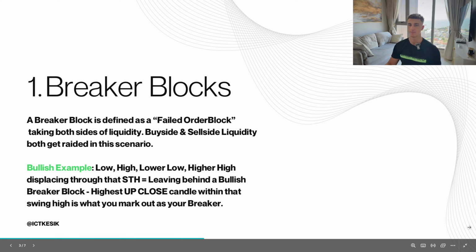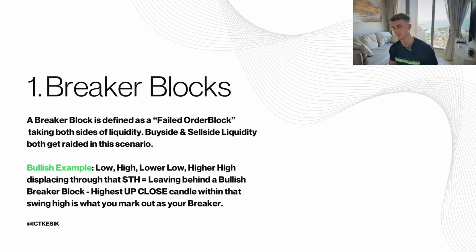So starting off with breaker blocks. Let's go over the definition first, and then towards the end of the video, we'll go over some examples. A breaker block is defined as a failed order block taking both sides of liquidity. So both buy side and sell side have been taken. A bullish example: you have a low here, a swing high, a lower low taking that initial low, and then a higher high displacing through that short-term high, leaving behind a bullish breaker block. So the highest up-close candle within that swing high is what you mark out as your breaker.